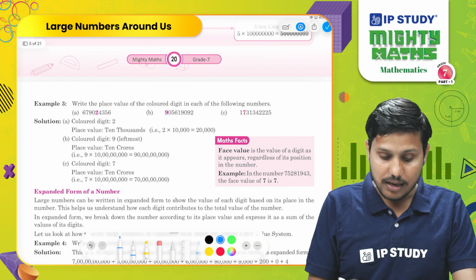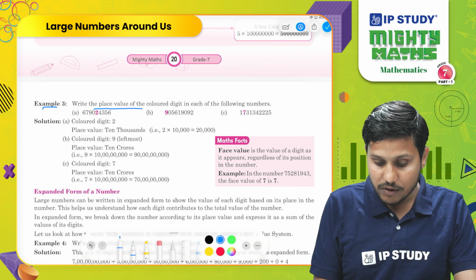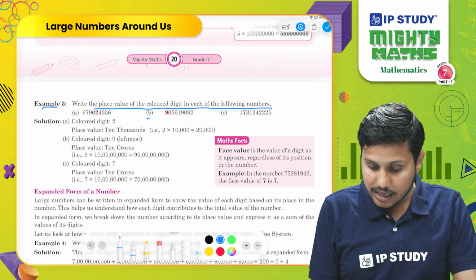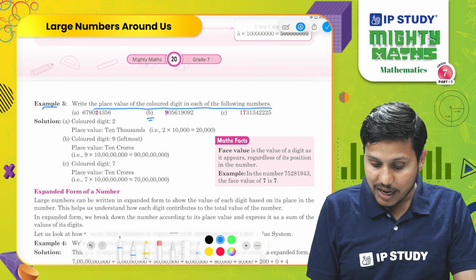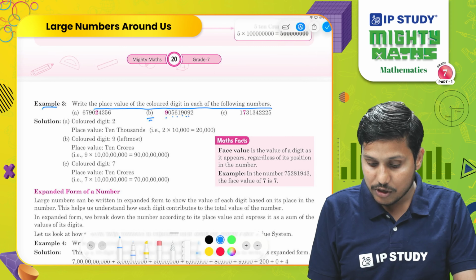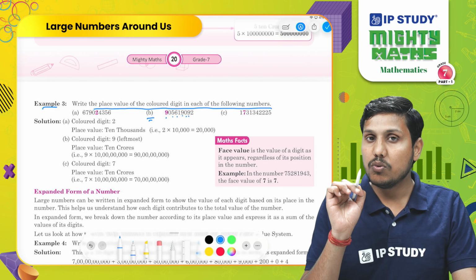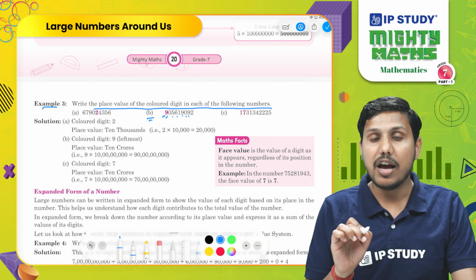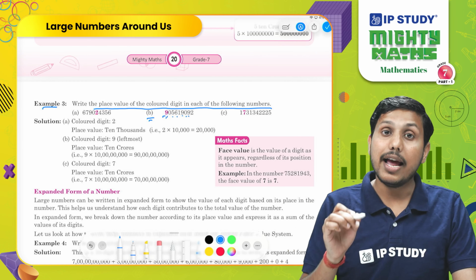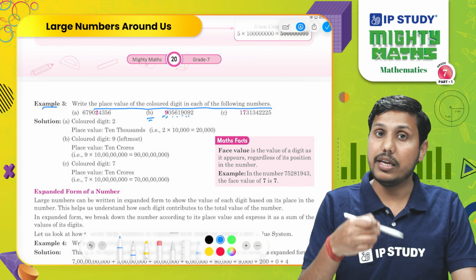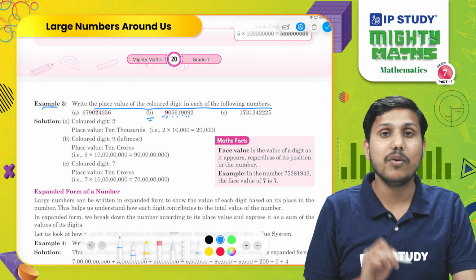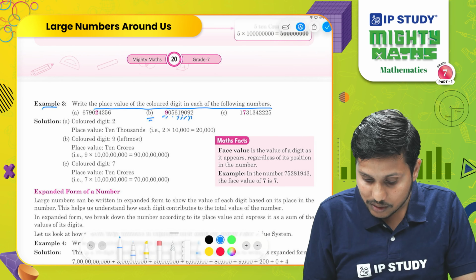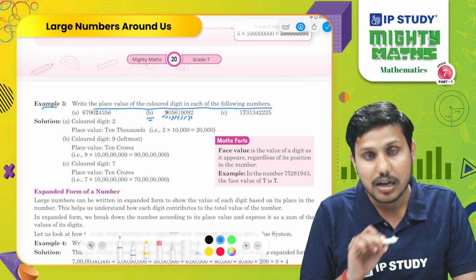Here we have an example which says, write the place value of the colored digit in each of the following numbers. Now let's suppose we consider part B, which is 905619092. In order to know the place value of this colored digit 9, we have to check at which period and at which place we can find 9 in our Indian place value system. So it is ones, tens, 100, 1000, 10,000, lakh, 10 lakh, crore, 10 crore.